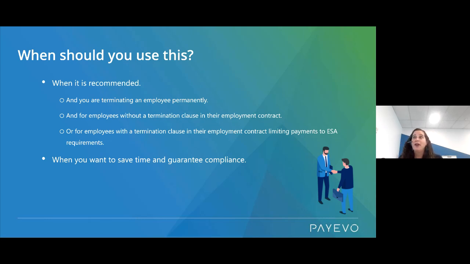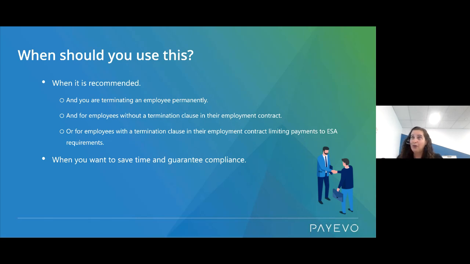So when it's recommended, you're terminating permanently. And for employees without a termination clause in their employment contract, hopefully lots of companies have termination clauses in their employment contracts with their employees, but if they don't, then this is a great time to run it. Again, it guarantees that you're above compliance. Or for employees with a termination clause in their employment contract limiting payments to the ESA requirements. So that means if you say, okay, on termination, we're going to pay you exactly what the government says that we have to. Cool, that's great. Run the assistant to make sure that you're within the right frame.